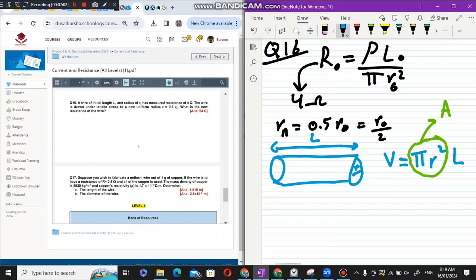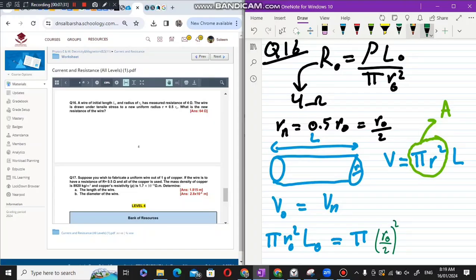Since we have tensile stress, it means that volume old should equal volume new, because it's the same material, we didn't add anything else. Volume old was equal to pi times R old squared times length old, or length initial, R initial, and it is equal to pi times R new squared, and we know that R new is equal to R old over 2. So we'll write it like this: R old over 2 squared multiplied by the new length, which we need to find. So we need to find the new length so we can plug it into this equation.